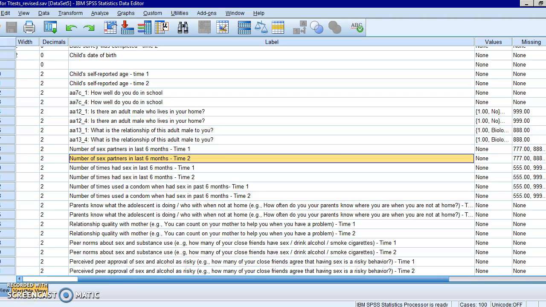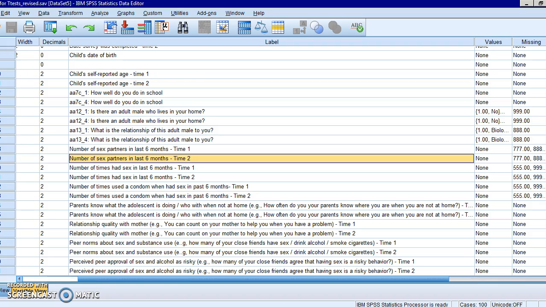Today we'll be talking about the dependent t-test, also known as the paired samples t-test. For this one, your independent variables are two related groups, and your dependent variable is either interval or ratio.